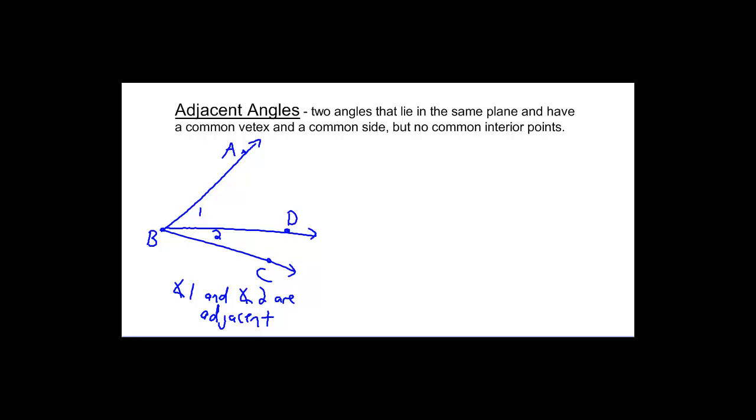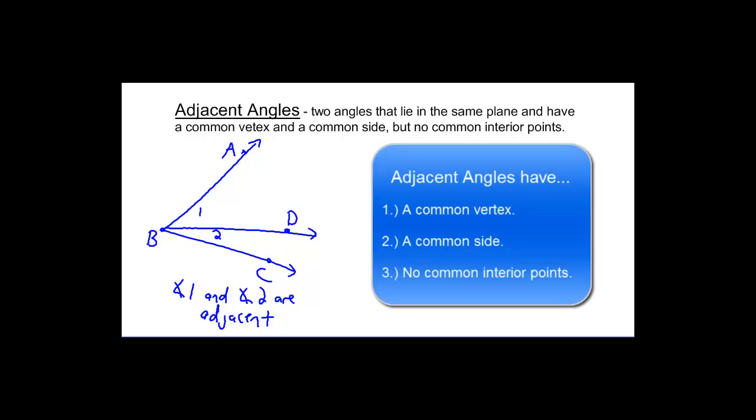These are the three criteria you need to check to make sure something is adjacent. First of all, they have a common vertex. You'll note that angle 1 and angle 2 both have a vertex of B. The second thing they have to have is a common side. In this picture, ray BD is the side of both angle 1 and angle 2.